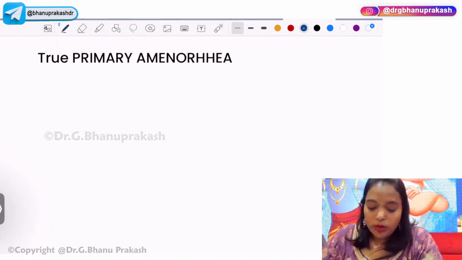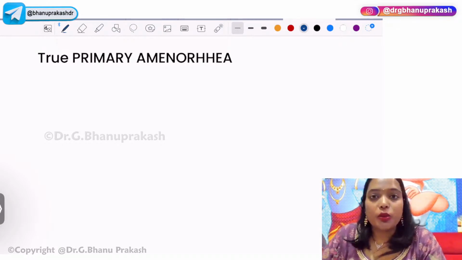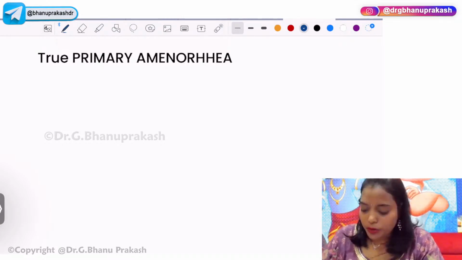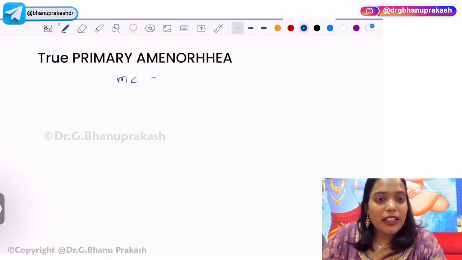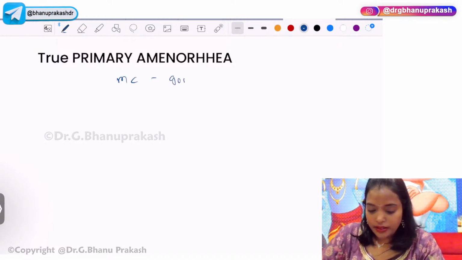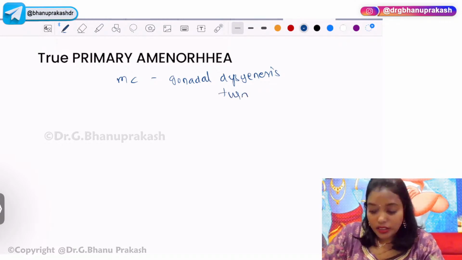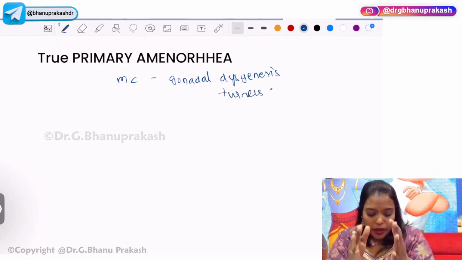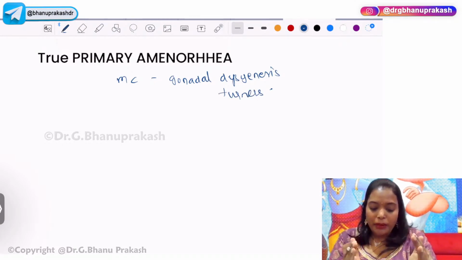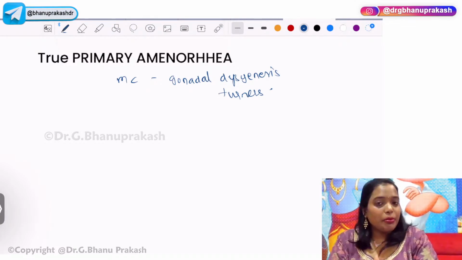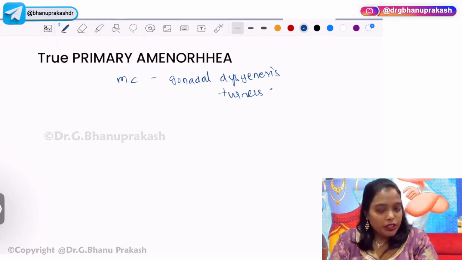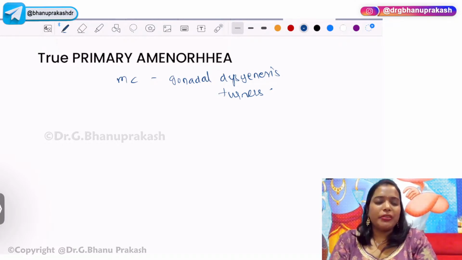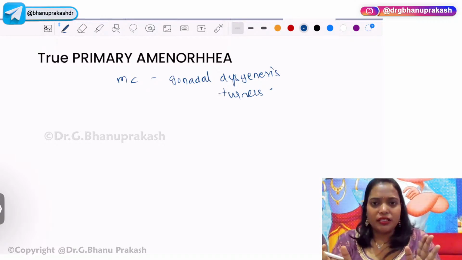Okay, done. So true primary amenorrhea, whenever the MCQ comes, you all know what is the most common cause of true primary amenorrhea? Most common is gonadal dysgenesis. That is Turner's. Whenever you get a question on true primary amenorrhea, you should always first see about the secondary sexual characteristics, whether uterus is present or absent. What is the karyotype? These three things will tell you what is the answer.